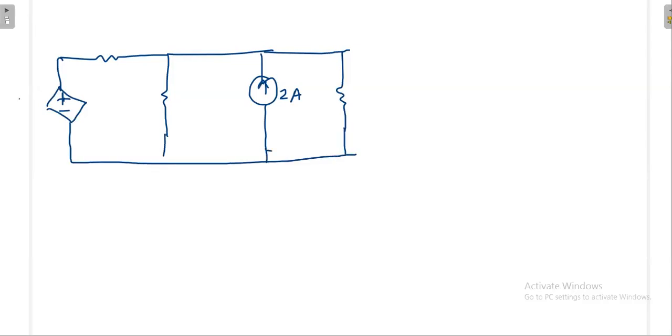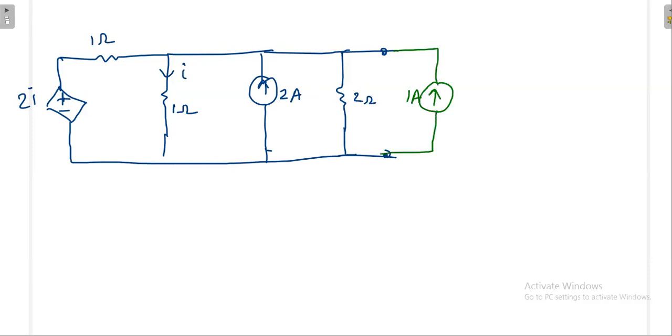This is 2I, 1 ohm, I, 1 ohm, 2 ampere. This is 2 ohm. Now here, instead of voltage source, I will connect the test current source. What is test current source? A 1 ampere current source is the test current source. If I connect a 1 ampere test current source, what is R equivalent?